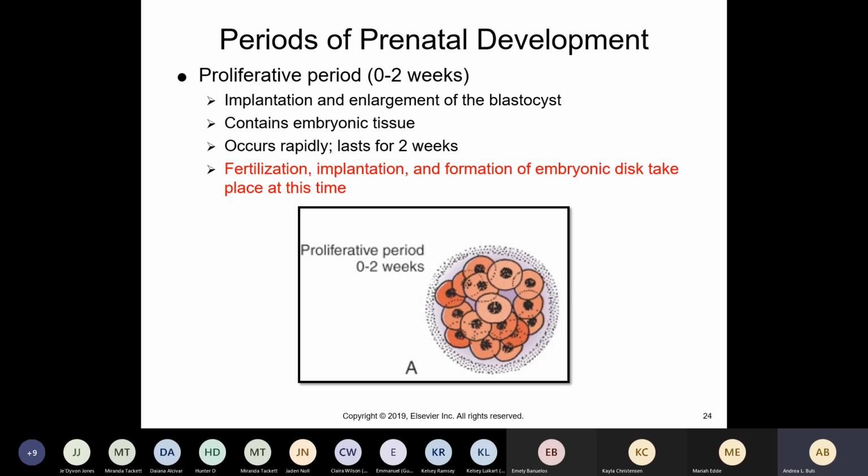At this point, it contains embryonic tissue. This occurs very rapidly, and this period is only 2 weeks in duration. So in this time, we've got the fertilization of the egg, we've got implantation of this blastocyst, and formation of an embryonic disc, which will all take place during this period of prenatal development.